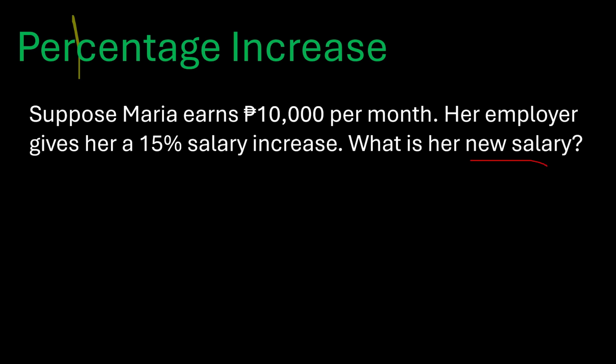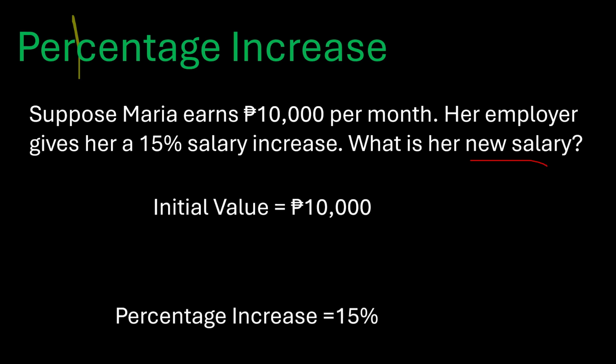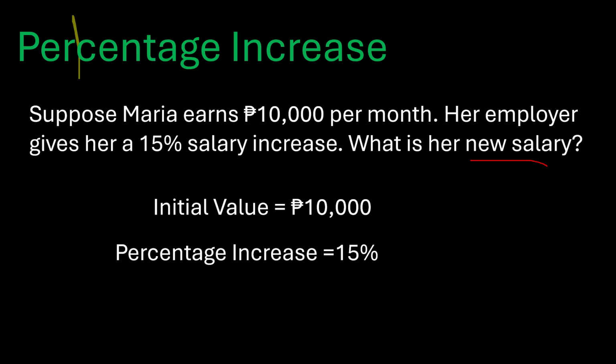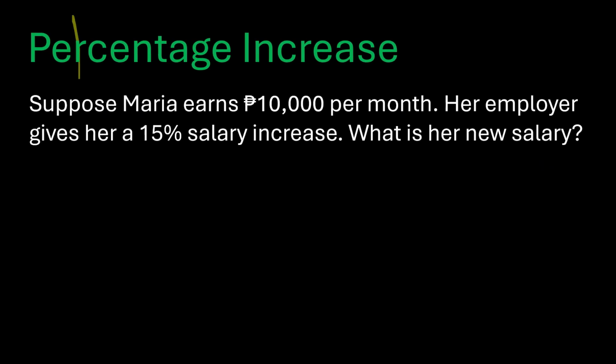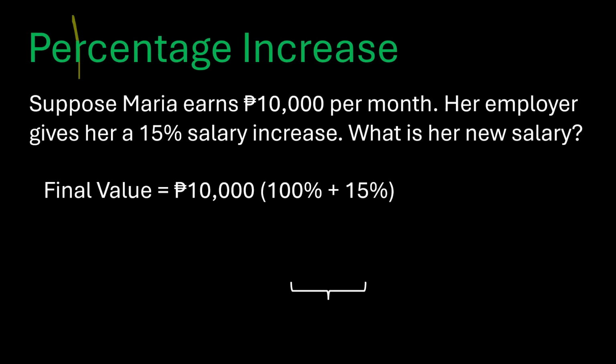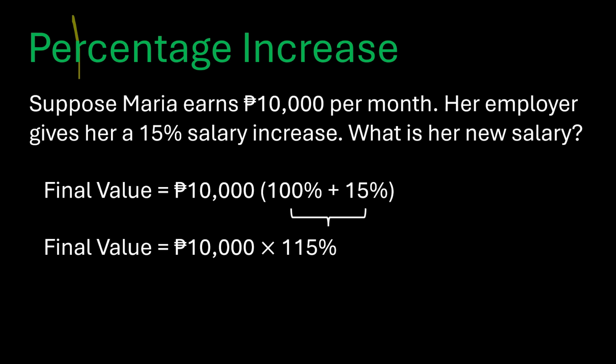Let's identify the given values. Initial value equals 10,000 pesos. Percentage increase equals 15%. Now let's substitute these values into the formula. Final value equals 10,000 pesos times (100% plus 15%). Simplify the expression inside the parentheses. 100% plus 15% equals 115%. Now rewrite the equation. Final value equals 10,000 pesos times 115%.